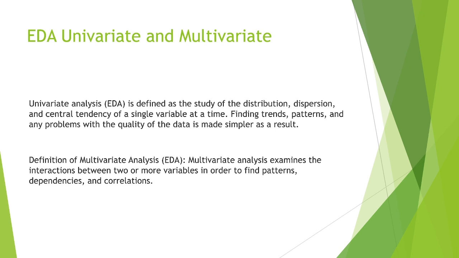EDA, univariate and multivariate. Univariate analysis EDA is defined as the study of the distribution, dispersion, and central tendency of a single variable at a time, finding trends, patterns, and any problem with the quality of the data is made simpler as a result. Definition of multivariate analysis EDA. Multivariate analysis examines the interactions between two or more variables in order to find patterns, dependencies, and correlations.